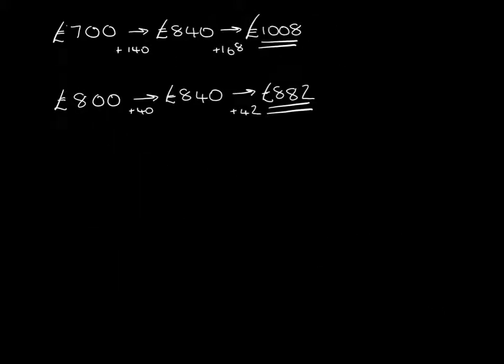Okay, this is just in shorthand at the top, the figures you should have got. If you'd started with 700, add 20%, which is £140, giving you 840, add another 20%, but that's 20% of 840, that gives you a total of £1,008. If you do the same for 800, add 5%, which is 40, that gives you £840. Now add 5% of that, that's £42, you get a total of £882.